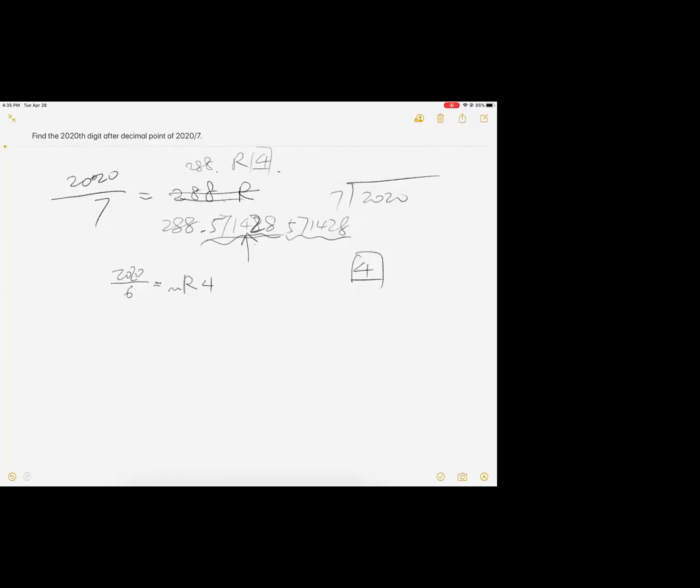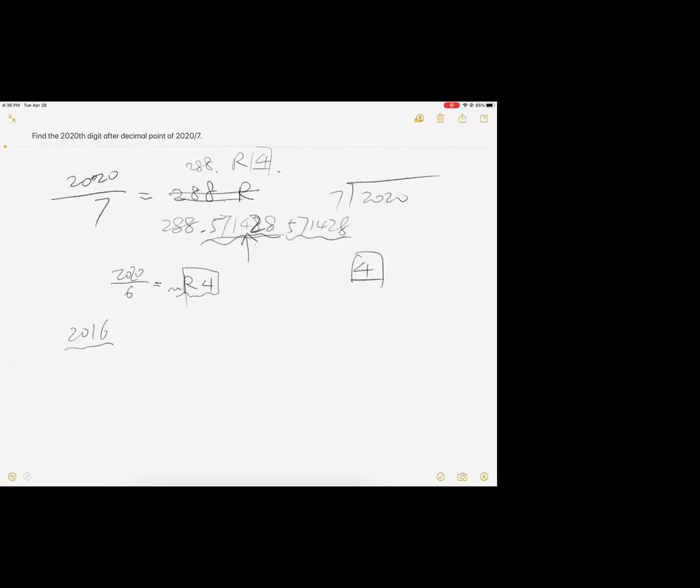Okay. And then here, there's one thing a little different. So, Raghav, I want to ask you, how did you figure out this remainder 4? 2020 divided by 6. How do you know its remainder is 4? Because I know 2016 is divisible by 6. Oh, you know 2016 is divisible by 6. Okay. Well, how do you know that?